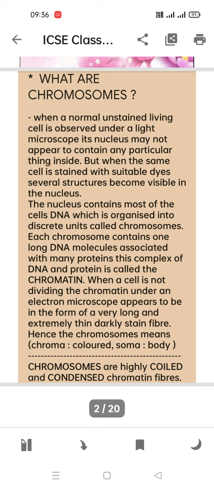And when a cell is not dividing, the chromatin under an electron microscope appears to be in a form of very long and extremely thin, darkly stained fiber. Hence, what is the meaning of chromosomes? Chroma means the color, and soma means body. Means the colored body refers to chromosomes. If you want to write it in your examination, you can write that chromosomes are nothing but the condensed form of chromatin fiber. They are the coiled and condensed form of chromatin fiber. Firstly they were in the form of chromatin fiber, then they become chromosomes.